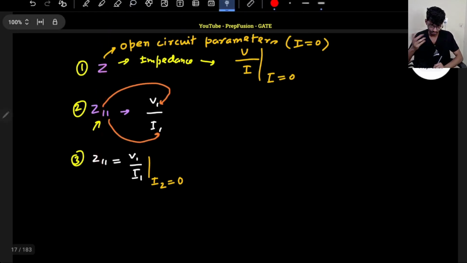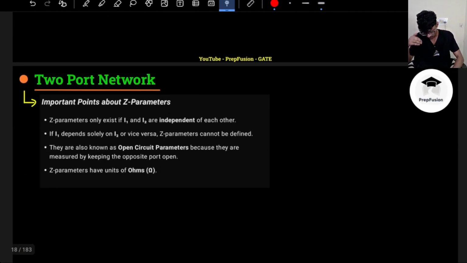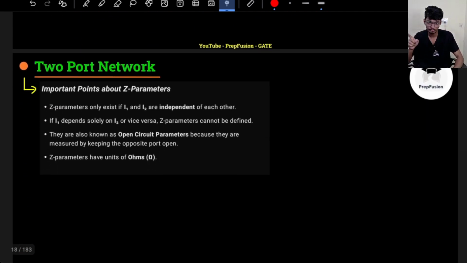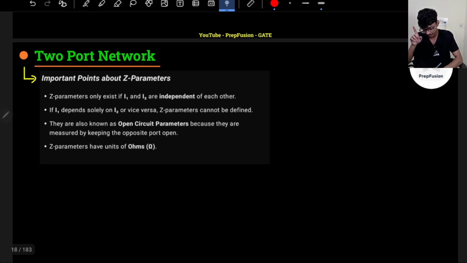How am I writing it? Okay, and this method will be used in the other parameters as well. I will explain there as well. One important point you have to keep in mind is Z parameters only exist if I1 and I2 are independent of each other. If I1 and I2 are dependent on each other, then you will not be able to find out the Z parameter. This is a very, very important point that I will prove to you.